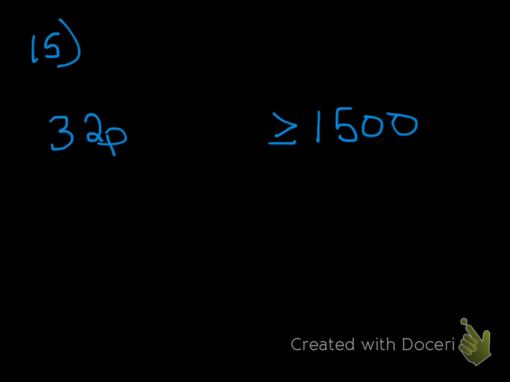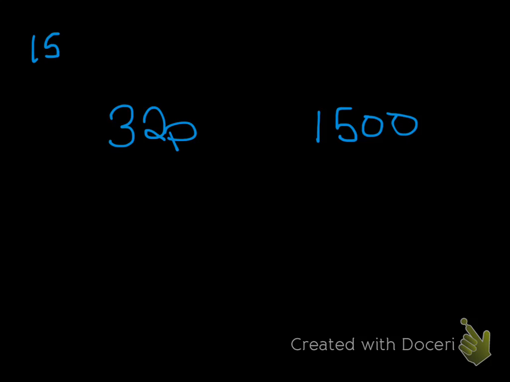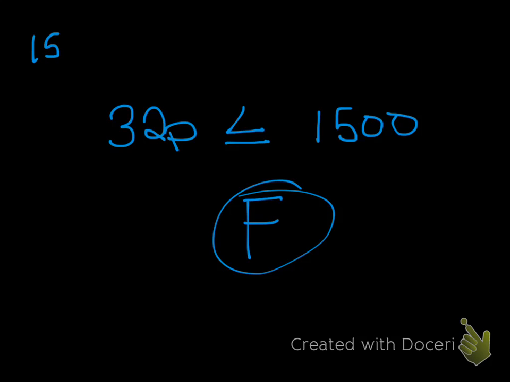32p has to be, excuse me, I did that wrong. So $32 times the number of boxes that you buy has to be less than or equal to $1,500 because she can spend up to $1,500. She can't spend more than that, but she can spend $1,500 or less. So the answer to that one is F.